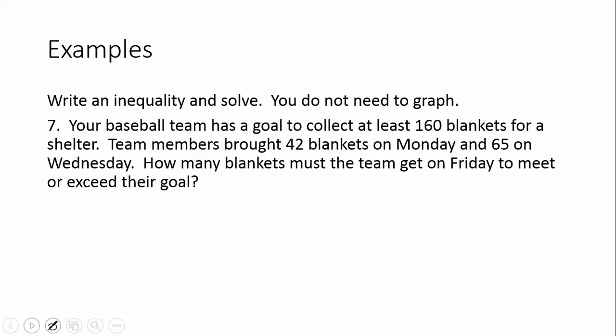Okay, more of a real world type example here. Again, we need to write the inequality and solve, but we don't need to graph. Your baseball team has a goal to collect at least 160 blankets for a shelter. Team members brought 42 blankets on Monday and 65 on Wednesday. How many blankets must the team get on Friday to meet or exceed their goal?